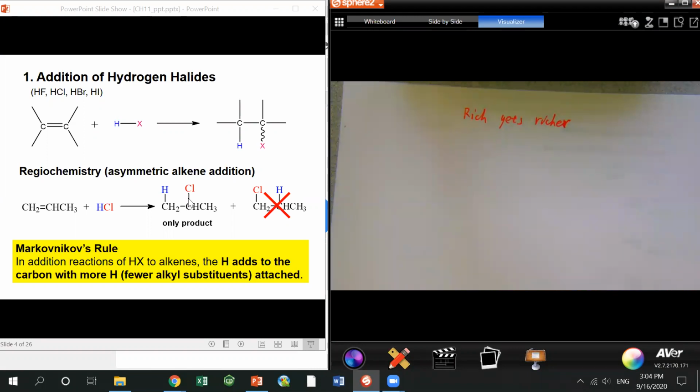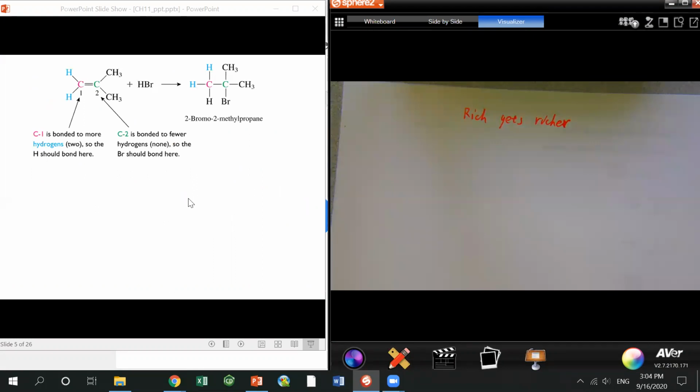Here's another example. We have this alkene, where the terminal carbon has two hydrogens and the internal carbon has two methyl groups. When you add HBr, the rich get richer: the terminal carbon picks up hydrogen and the internal carbon picks up the bromide.